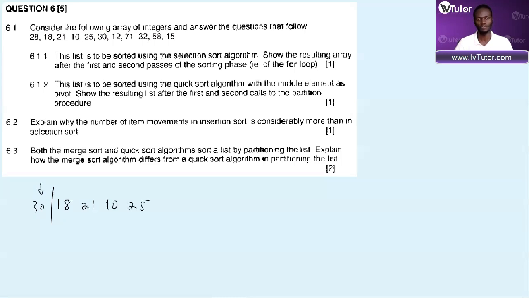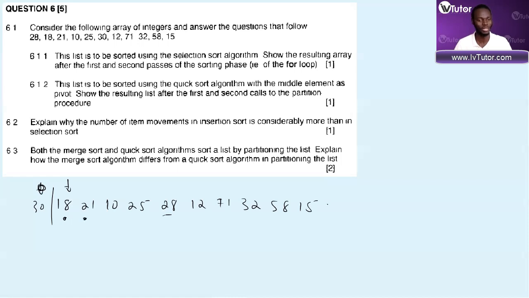I'm going to have 18 there, 21, 10, 25. Now, instead of 30, I have 28, because remember, I have swapped. Then I have 12, 71, 32, 58, 15. And then you start comparing. Is 18 less than the pivot? Yes. So shift your small index and swap. It's the same number, so nothing changes.